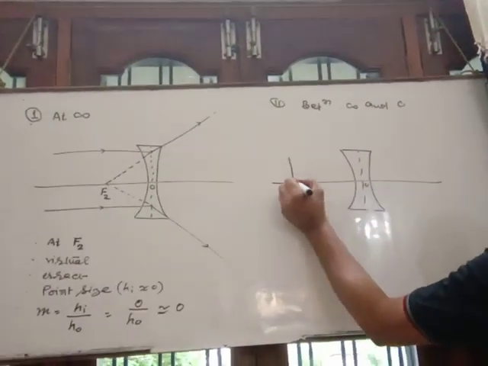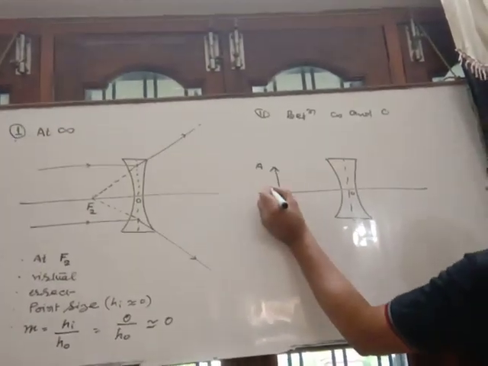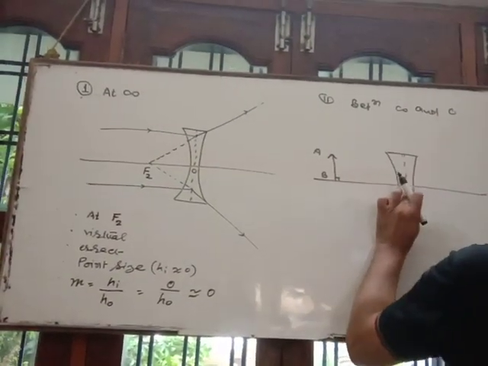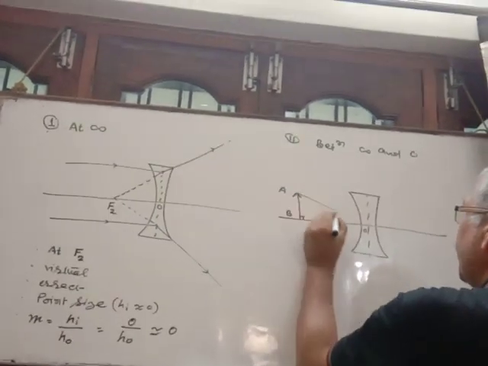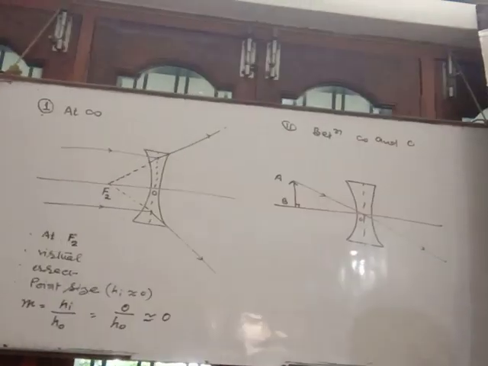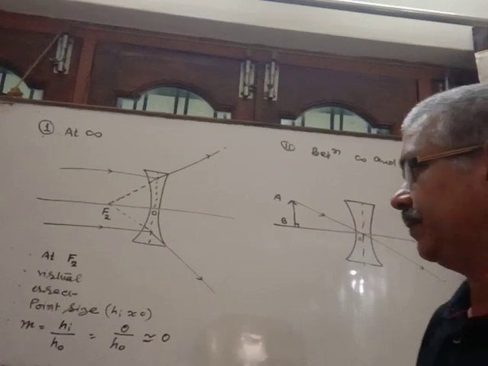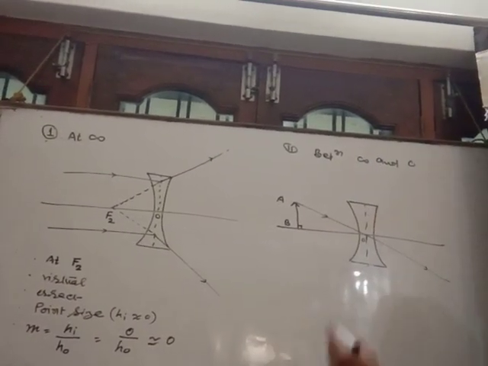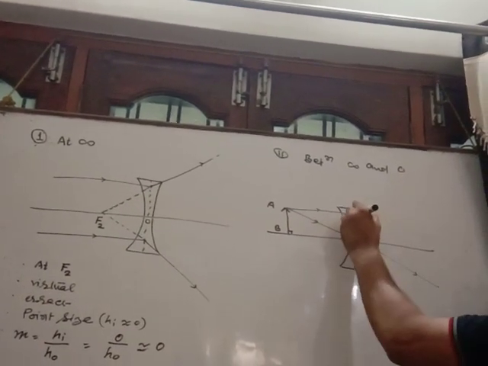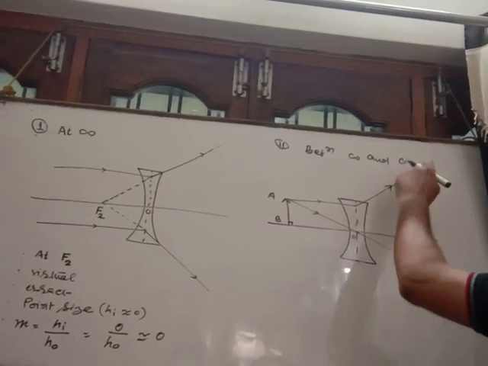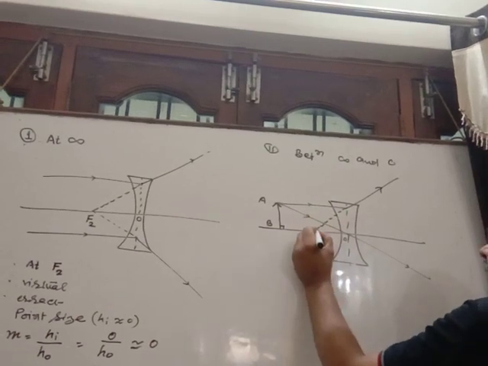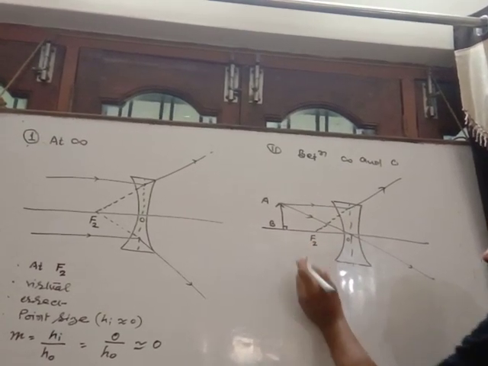Suppose the object is kept here, AB. One incident ray coming from A is incident directly at the optical center. So as you know, it passes without any deviation. And why without any deviation? Because at the optical center, any lens acts as a thin glass layer. Other incident ray comes parallel to the principal axis and gets diverged. And when we extend the diverged refracted ray, it appears to meet at the second focus or main focus.